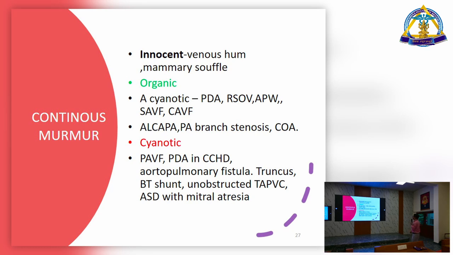That we can remember. AP window, all these things. Then you may get a coarctation with collaterals around the scapula, where there is a continuous murmur you can get. What you are studying is the Suzman sign and all these things. Then cyanotic disease: you will get it in tetralogy of Fallot with PDA, or when we are doing a BT shunt. That can also produce a continuous murmur. So BT shunt, TAPVC, truncus arteriosus, all these things are differential diagnoses for a continuous murmur.